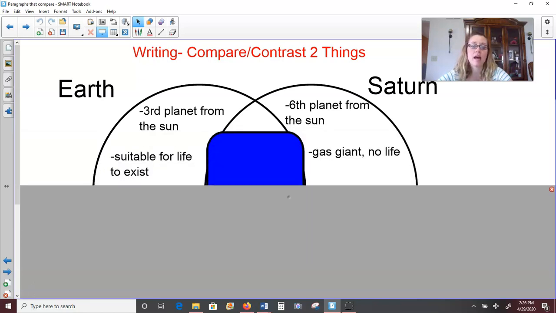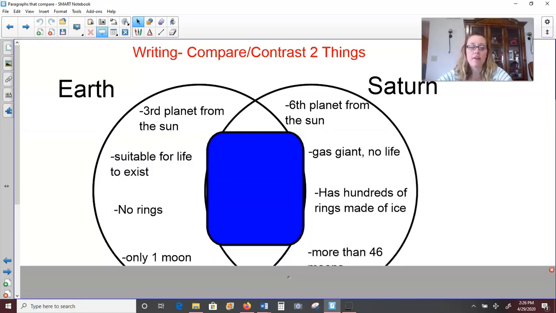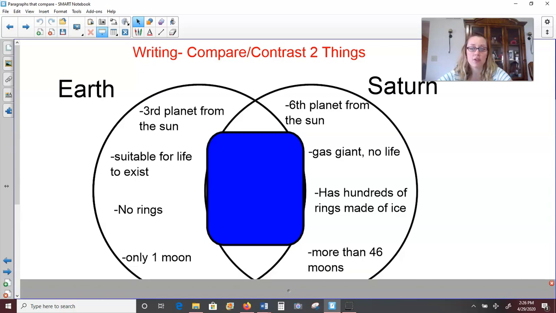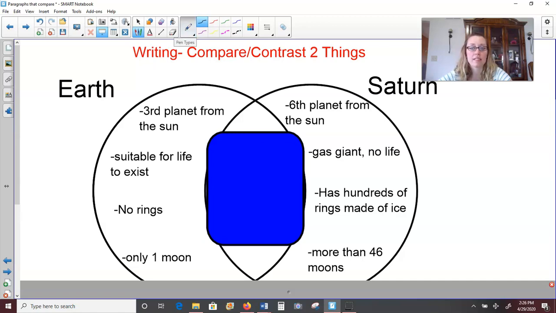As we can tell from a Venn diagram, the facts that are on the outside of the circles are only for that particular planet. For instance, all of the facts that I have on the left-hand side are for the planet Earth, and the facts that I have over on the right-hand side are for the planet Saturn. And then the ones that are in the middle are the facts that are similar between both planets.